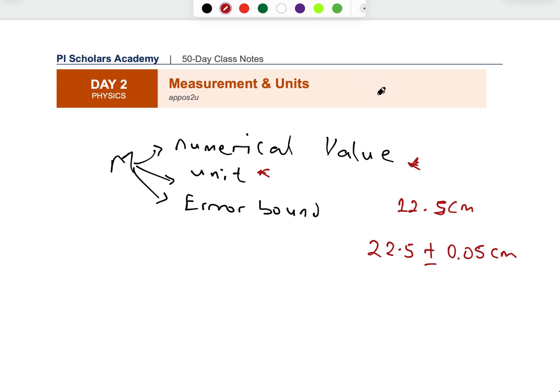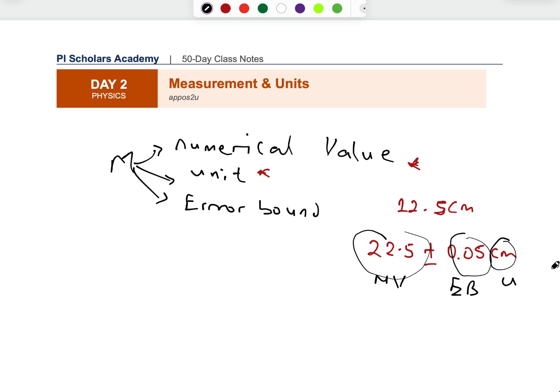And when a measurement has all these three elements, that is the numerical value, let me call that NV, the error bound, let me call that EB, and the unit, let me call that U, then you say you have an accurate measurement. An accurate what? Measurement. So that is what measurement is in science generally.